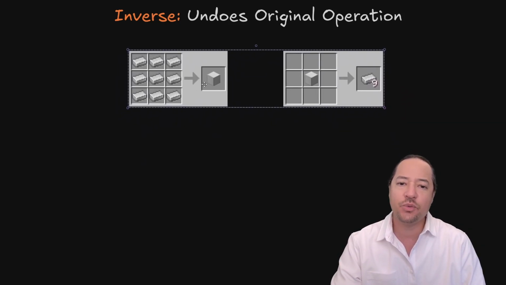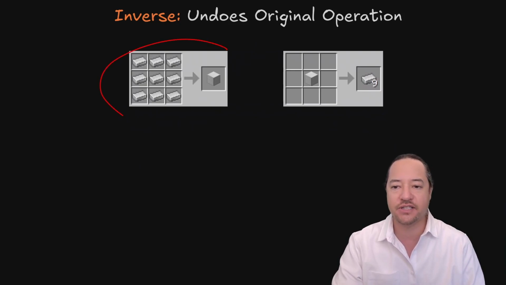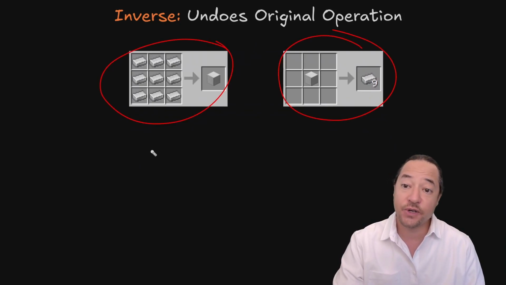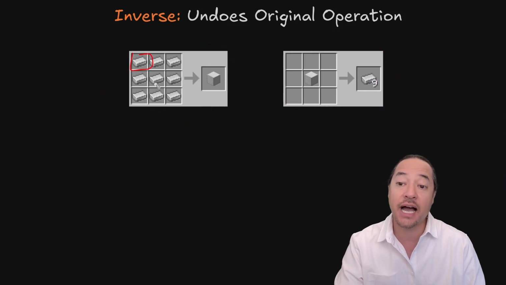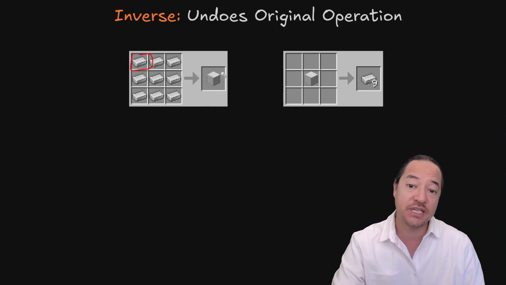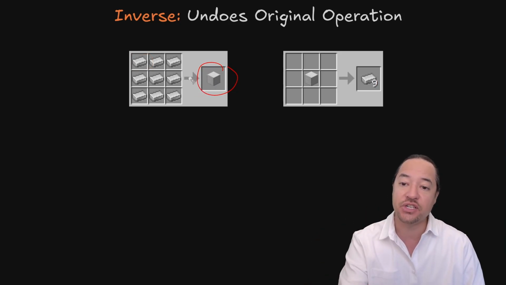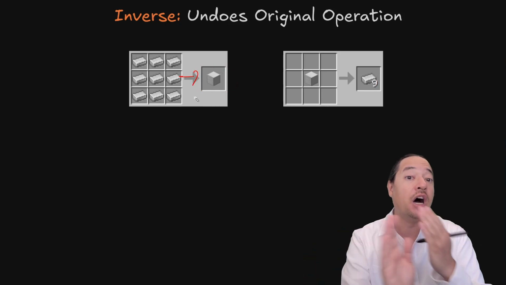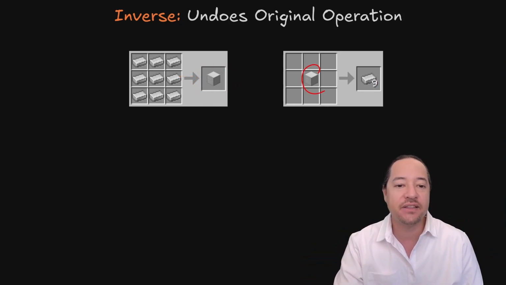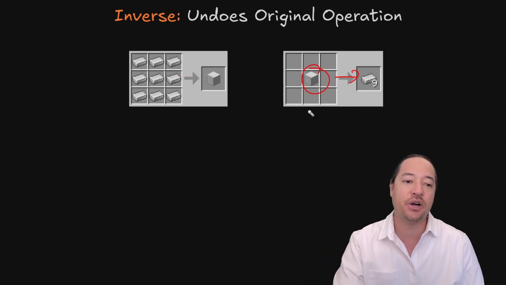So let's say we have these two crafting recipes, right? If you look at this first one, what are we doing? Well, we're going to take 9 of these iron ingots and we're going to combine them together to get one single iron block, right? So that's an operation. Well, if we wanted to undo that, what would we do? We'd take this iron block and we'd take it apart and break it back into 9 iron ingots.